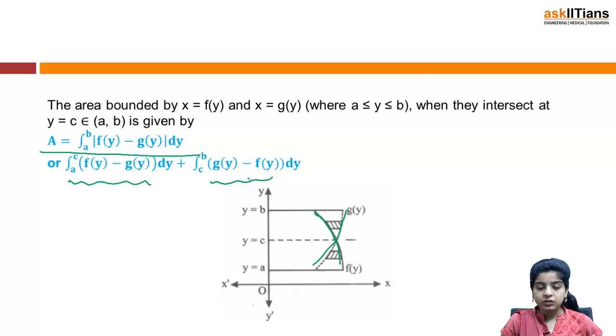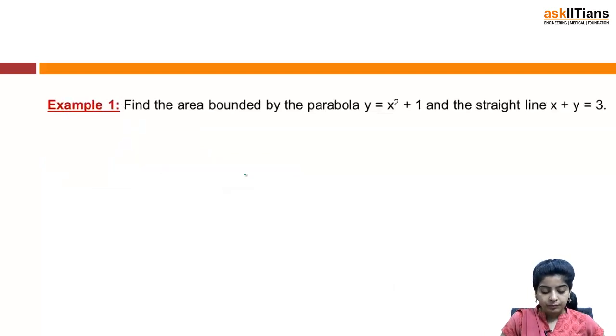So I hope these cases would be much clear to you, but yes, once we switch to examples, it would be much clearer. By now you must have realized that curves are extremely important, figure is extremely important in area under curves. Once you draw the figure, the picture is much clearer and you can just solve your question. So the first example that we have here is: find the area bounded by the parabola y equal to x square plus 1 and the straight line x plus y equal to 3.